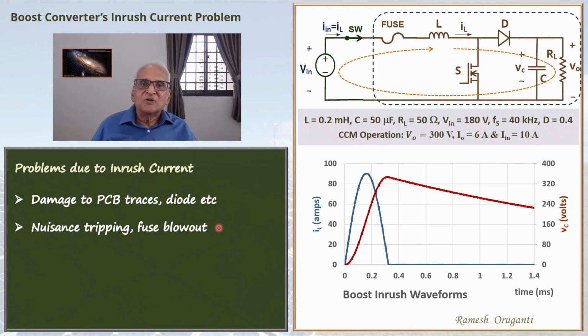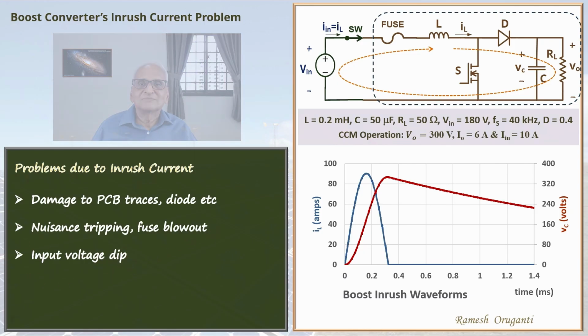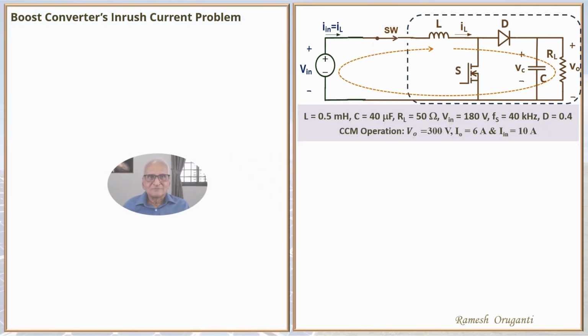The third problem is a bit more subtle. It is the input voltage dip that may be caused by this inrush current. We will see this in greater detail now. Why does this dip in the voltage occur? That's what we are going to see now.